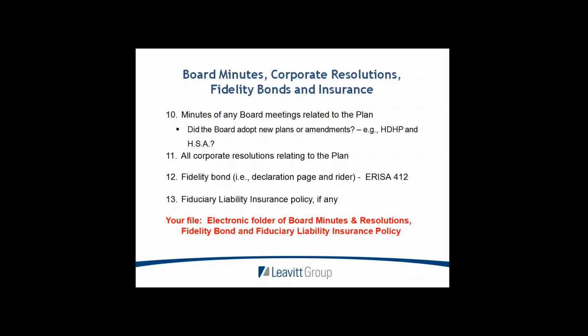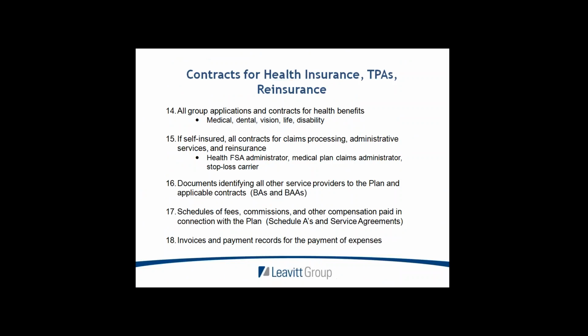The fidelity bond is 10% of the total funds handled, a minimum of $1,000 and a maximum of $500,000 per plan official per plan. But you probably don't need it if your plan is unfunded, self-insured, and it's paid from employer assets, or if it's insured, unless there's some monies that plan officials are handling. Also, fiduciary liability insurance is not required, but many plans do purchase that because it insures the plan against losses that are caused by a breach of fiduciary duty. So if you do have that, you want to be sure you have a copy of that in your folder.